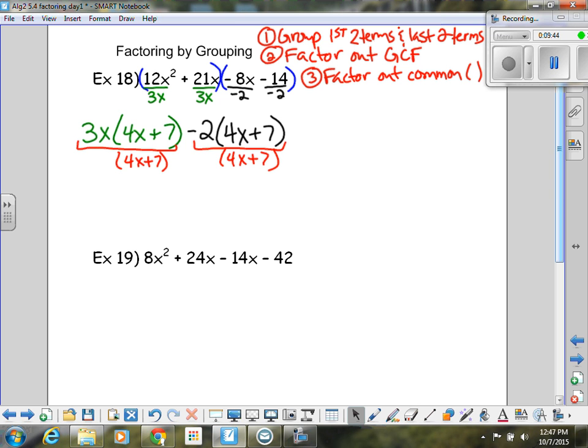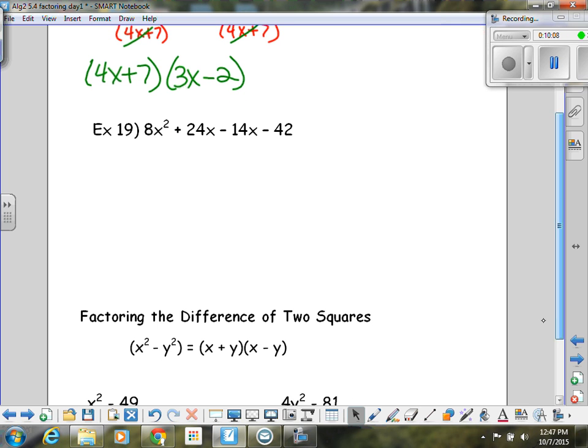So what do I get? I'm going to cancel it. I'm going to have 4x plus 7 out in front, and I'm going to cancel those and have 3x left over, and then a minus 2 left over from this one. So those cancel. I just have 3x minus 2. And that's factored. So notice I went from something with 4 terms, and I factored it into 2 parentheses. So we'll do the same thing on number 19, just to get the hang of it.